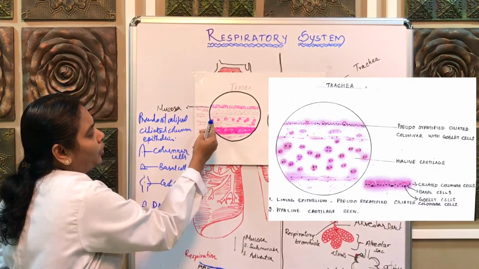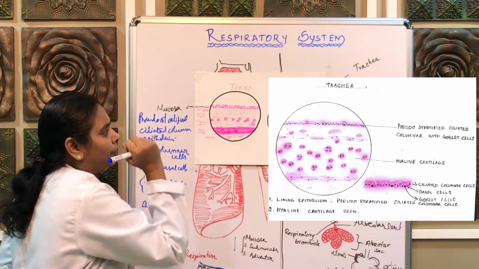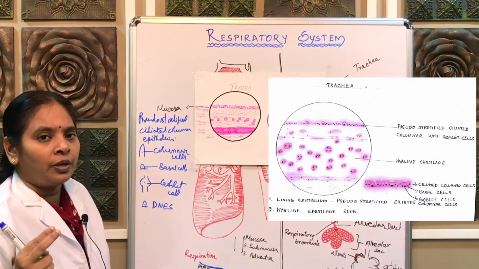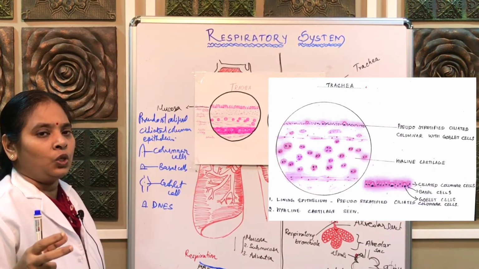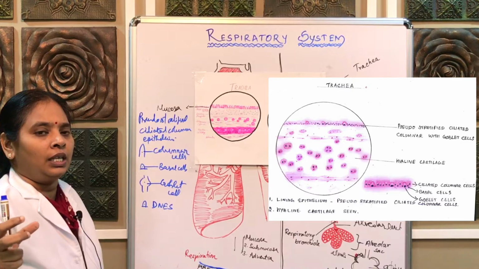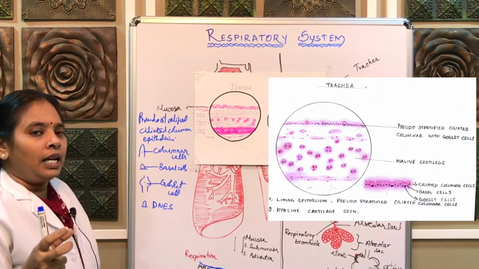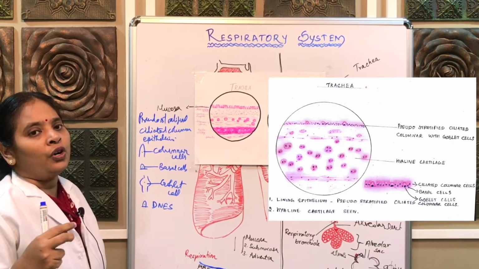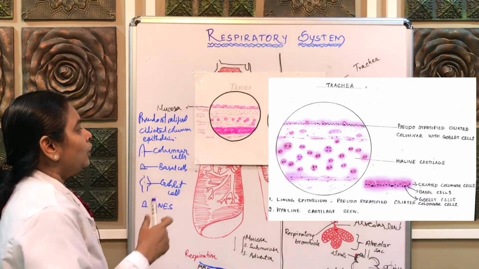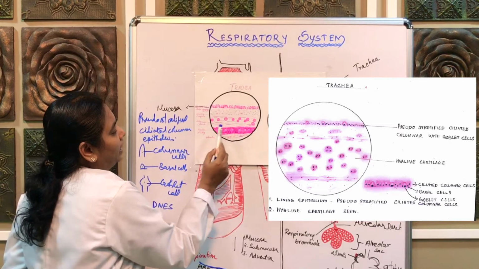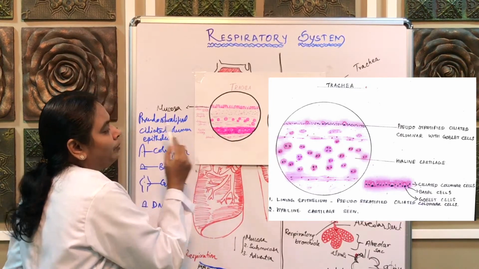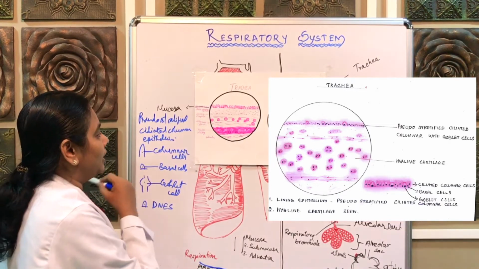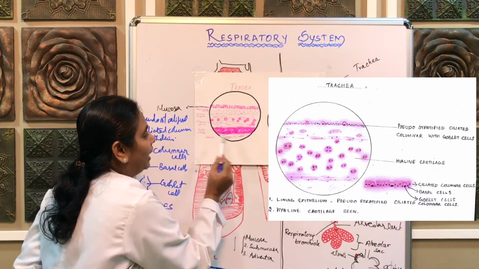Next to the lamina propria, you will have the submucosa. The characteristic feature of the submucosa in the trachea is it consists of serous secreting and mucus secreting glands. Serous secreting glands are for moistening the mucosa, and the mucus secreting cells are for removal of debris. So these serous and mucus secreting glands in the submucosa are one of the important features you have to see in the trachea. Then next to that you will have the hyaline cartilage.